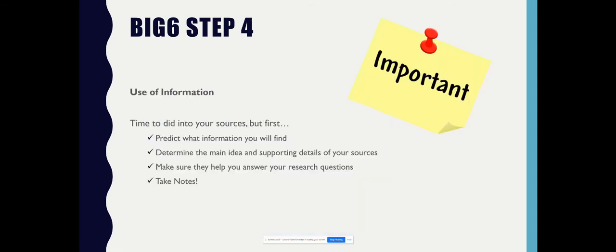Use information is the next step. In this step, you will read or view your sources, but first you want to predict what you will find in each source. As you read, watch, or listen, you will want to pay attention to the main idea or the most important information from the source and the key details. Do not forget to look for information that helps you answer your research questions. You will need to take notes during this important step of the research process.